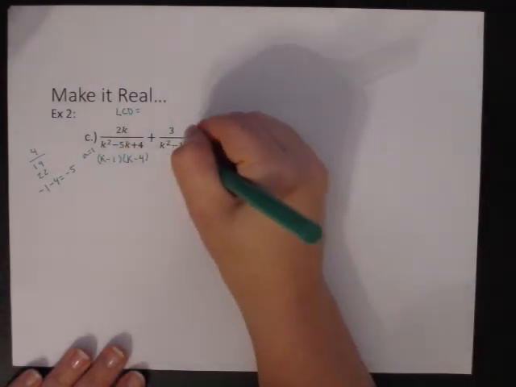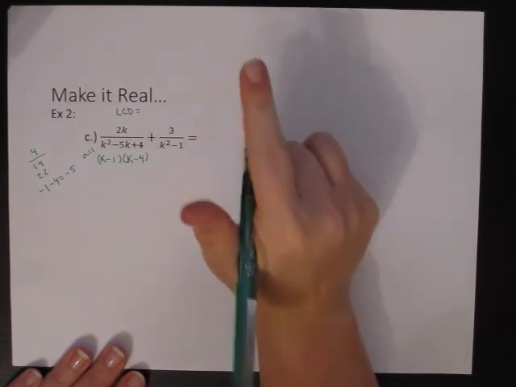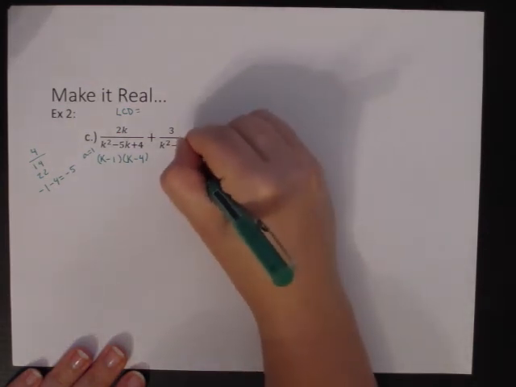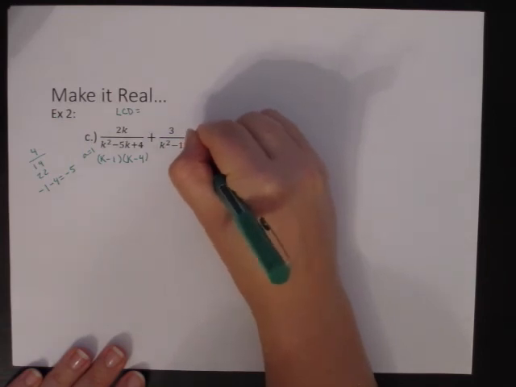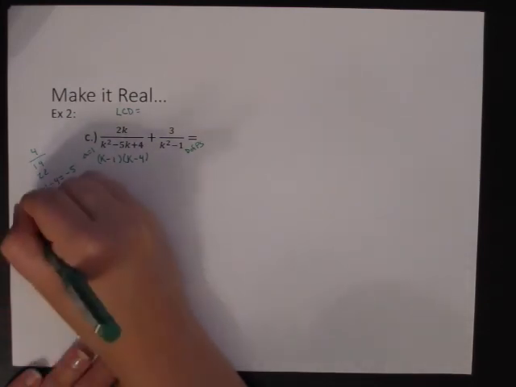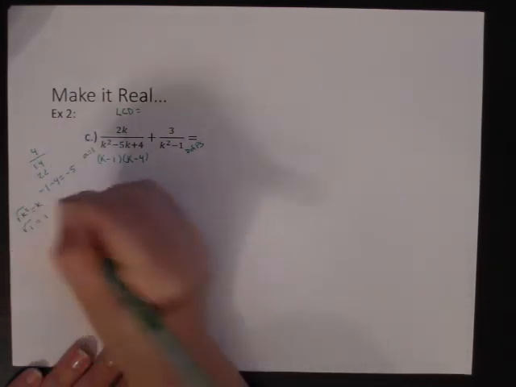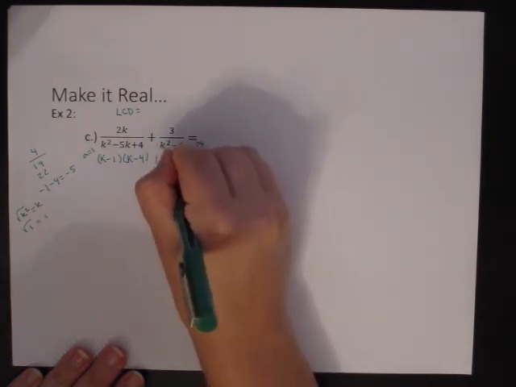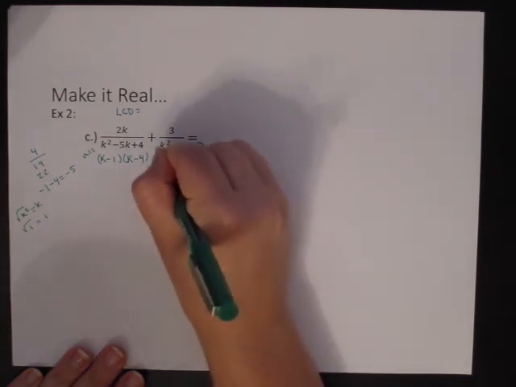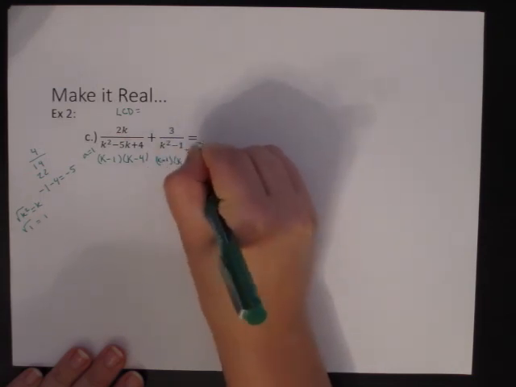Alright, then I have k squared minus 1. I have 2 terms, so it either can be a GCF or it could be a difference of perfect squares. This one is definitely a difference of perfect squares. So I take the square root of k squared, which is k. I take the square root of 1, which is 1. I set up my parentheses. I go plus minus, so I got k plus 1 and k minus 1.